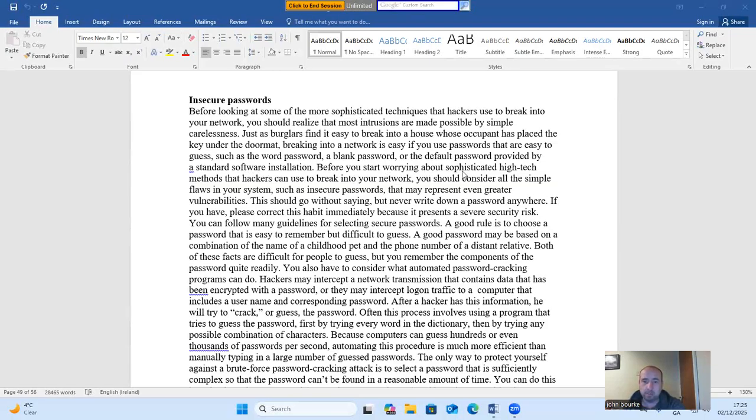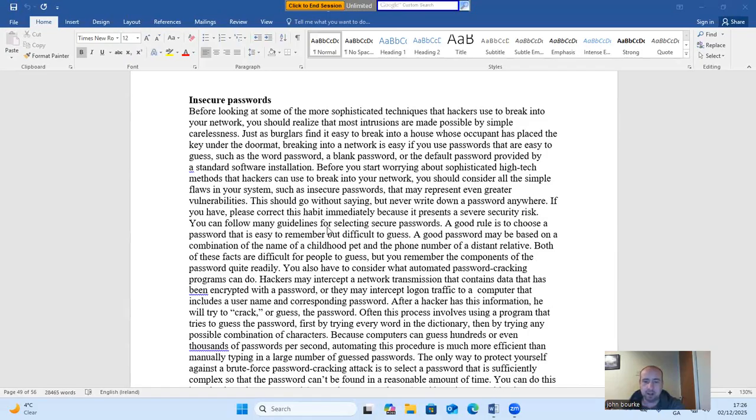Before you start worrying about sophisticated high-tech methods that hackers can use to break into your network, you should consider all the simple flaws in your system, such as insecure passwords that may represent even greater vulnerabilities. This should go without saying: never write down a password anywhere. If you have, please correct this habit immediately, because it presents a severe security risk.